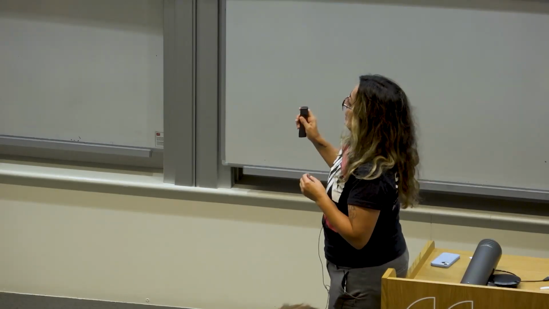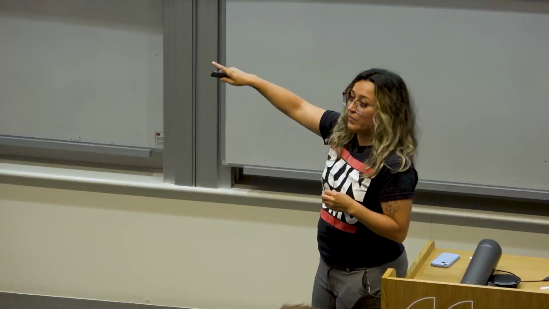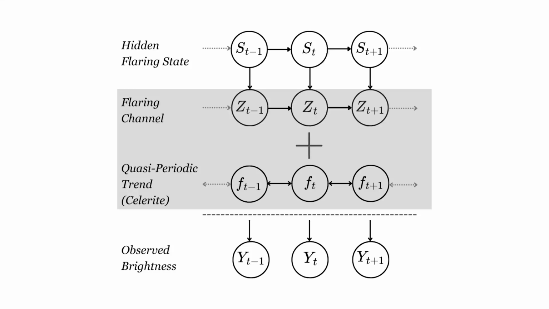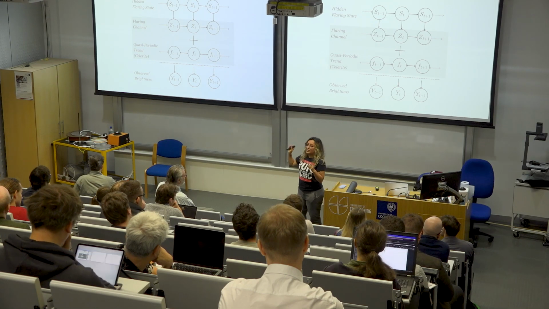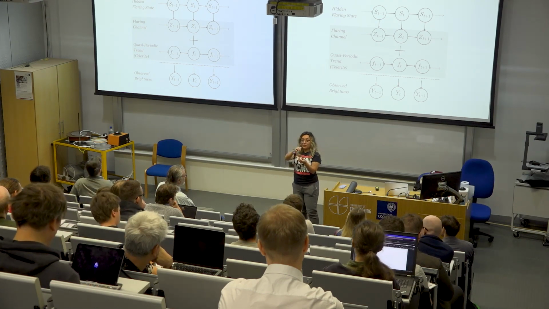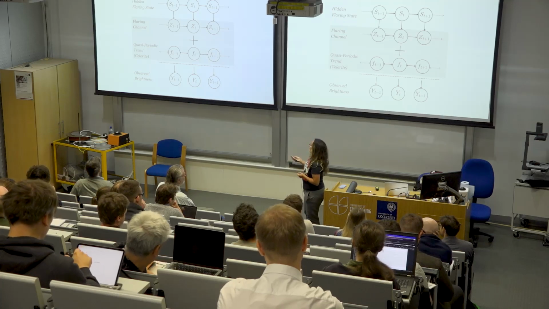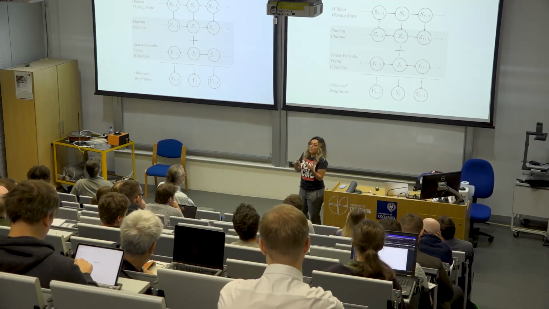So the idea is that you have this observed brightness of a star. You have what's called a quasi-periodic trend, modeled by something called celerite. It's a Gaussian process. Basically, the star's brightness is going to fluctuate naturally. We also have a flaring channel because sometimes stars flare. Our sun flares, and there are stars that flare as well. But we don't know when it's in a flaring state or not.